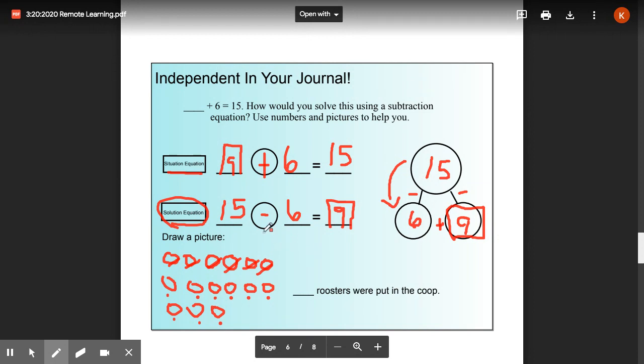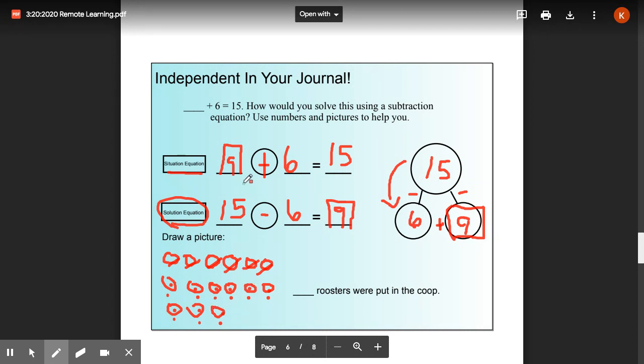The first thing I did to solve 15 minus 6 was draw 15 circles. 1, 2, 3, 4, 5, 6, 7, 8, 9, 10, 11, 12, 13, 14, 15. I know that I'm subtracting, so I'm taking away 6. 1, 2, 3, 4, 5, 6. Now that I've taken 6 circles away, let's see how many we have left. 1, 2, 3, 4, 5, 6, 7, 8, 9.